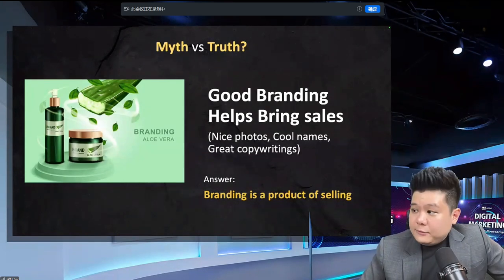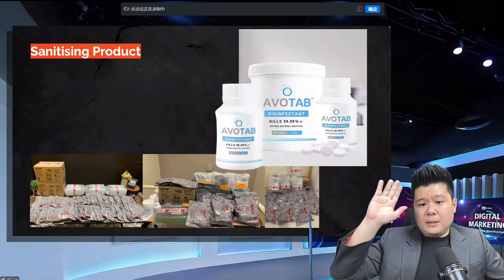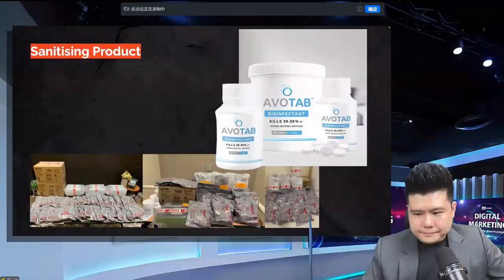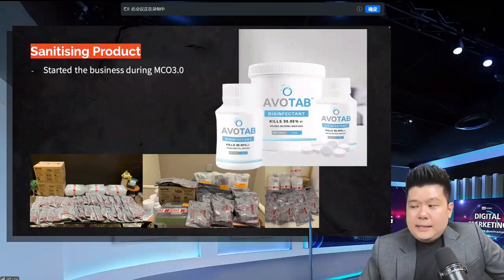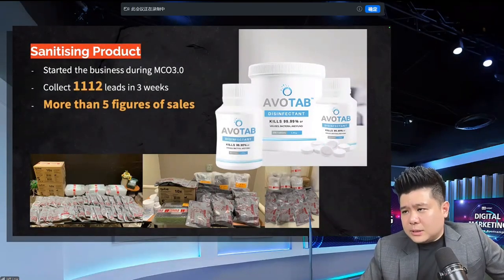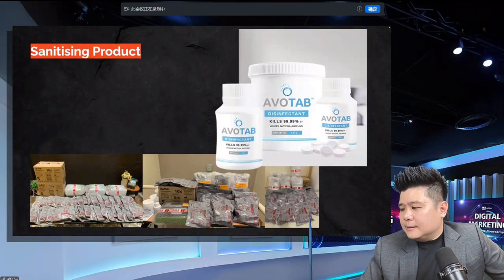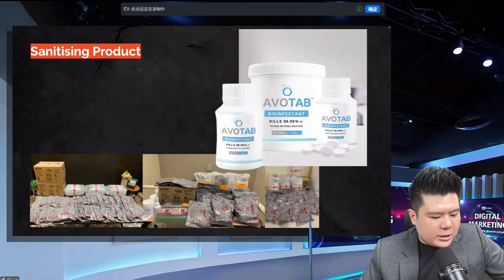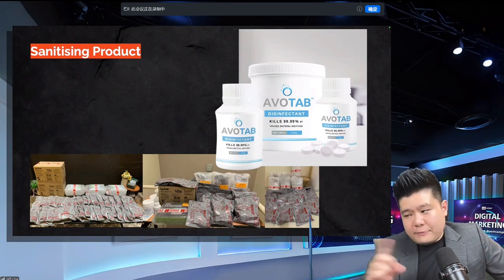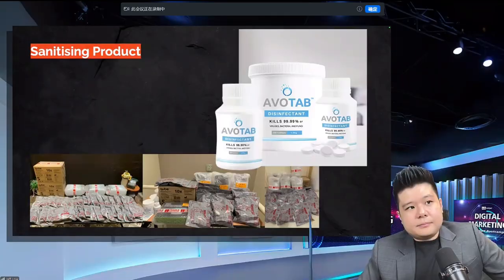I'm just going to give you some samples here. Yesterday I talked about this sanitizing product. How many of you still remember? Raise your hand. Okay, good. So this person started after COVID and collected 1,200 leads. The reason is that I told them this strategy, which I kept in my heart for many years. Seven years ago, before I met them, I actually talked to the supplier, the manufacturer themselves. So, the boss.